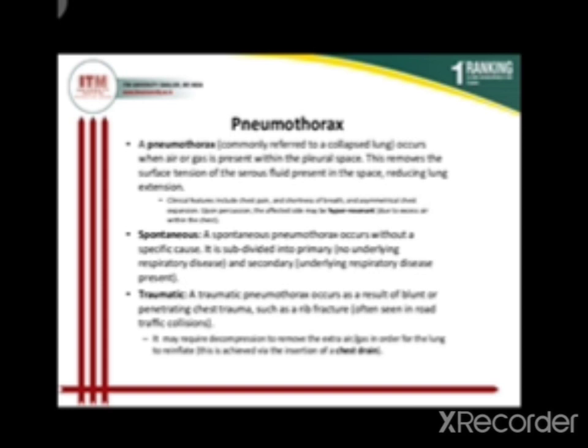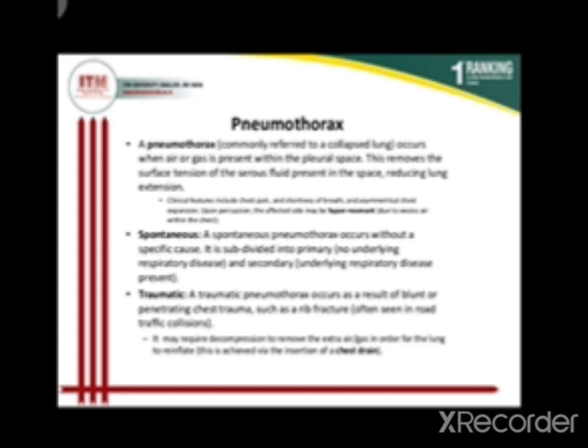Fine. So the clinical features of pneumothorax include chest pain, shortness of breath, asymmetrical chest expansion. Fine. And upon percussion, the affected side may be hyperresonant due to excess air within the chest wall. So when we do auscultation and percussion to detect the presence of air inside the lungs, the percussion tells there is the presence of air inside the pleural cavity, okay, and the sound is hyperresonant. Fine.